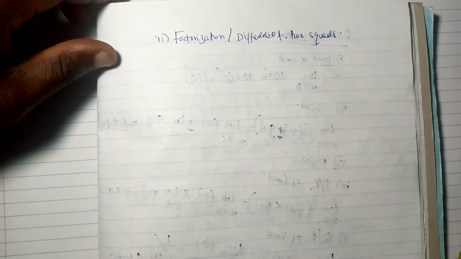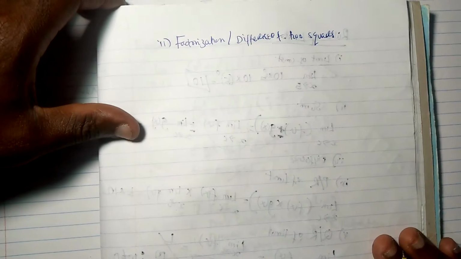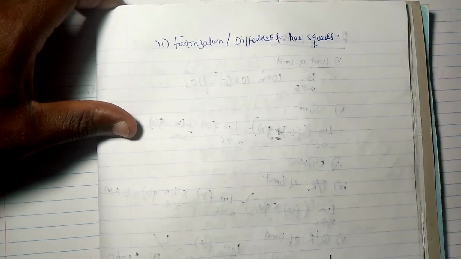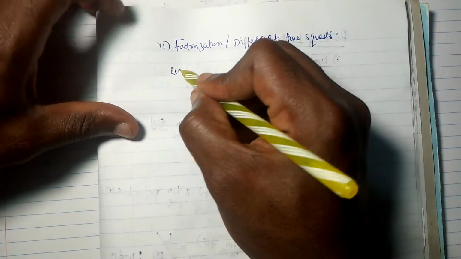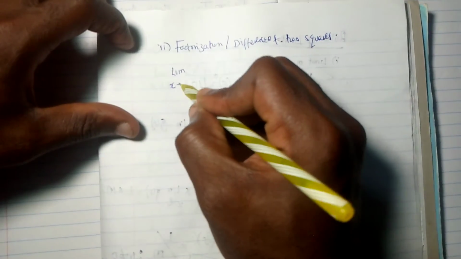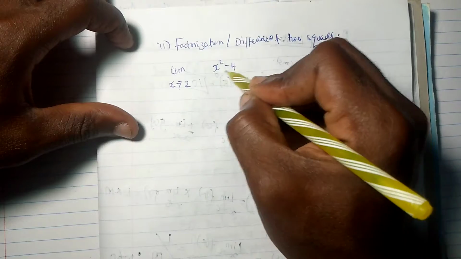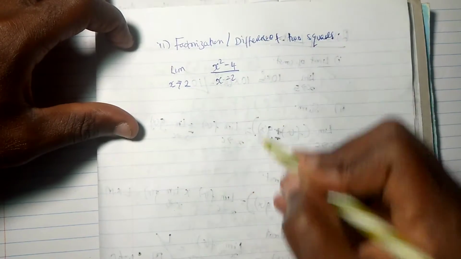So welcome to Academia, and today we are going to talk about the second method of evaluating limits, which is factorization or difference of two squares. So for instance, you are told to evaluate the following limit: the limit as x approaches 2 of (x squared minus 4) over (x minus 2).